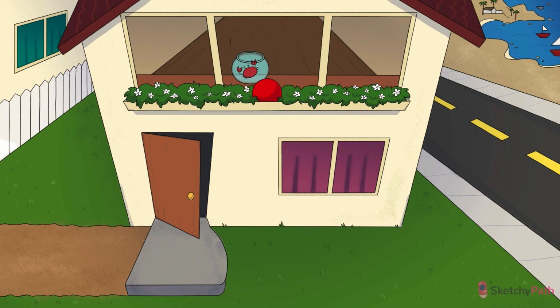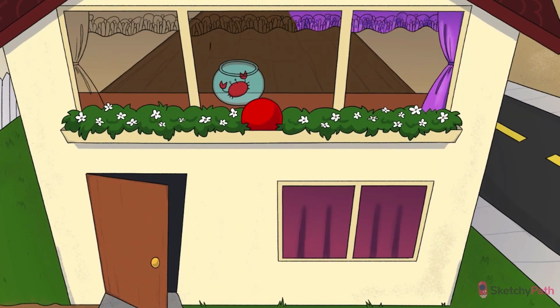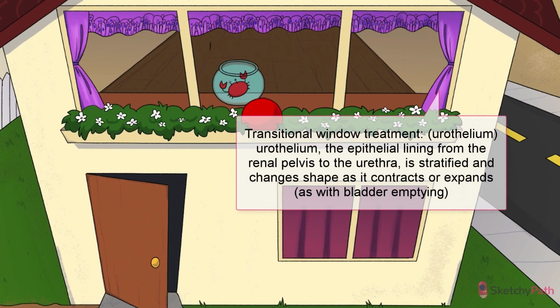For the first segment of this sketch, we'll illustrate the two most common types of bladder cancer: urothelial carcinoma, also called transitional cell carcinoma, and squamous cell carcinoma. Let's start with urothelial cell carcinoma. Urothelial cell carcinoma is the most common bladder cancer in the US and Europe.